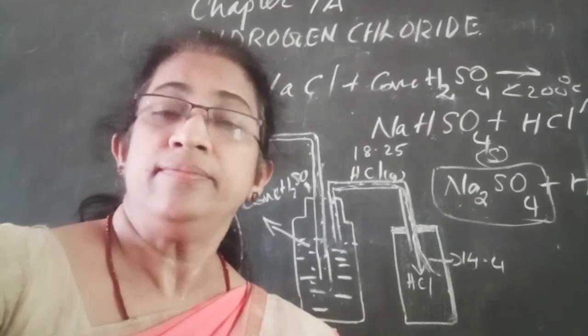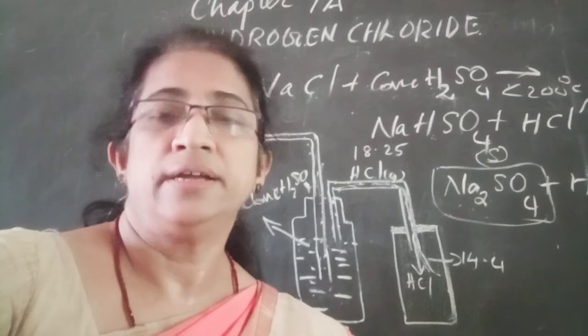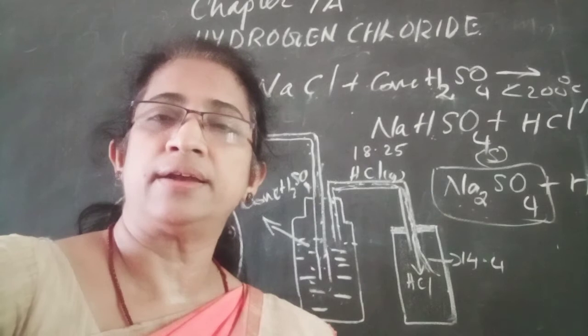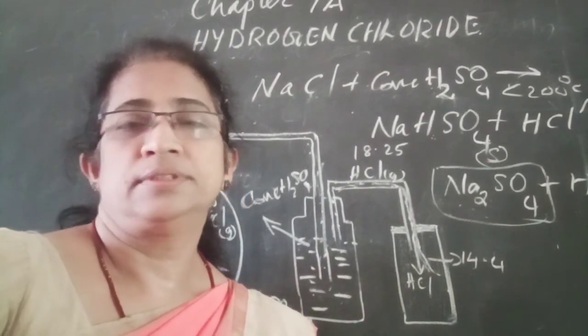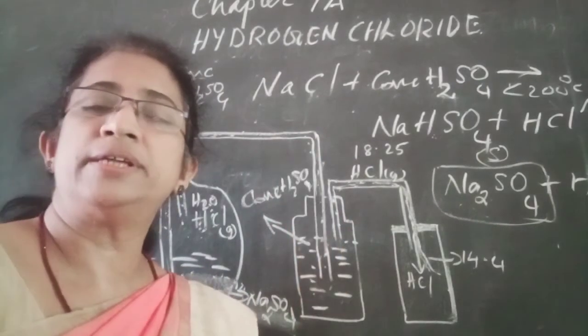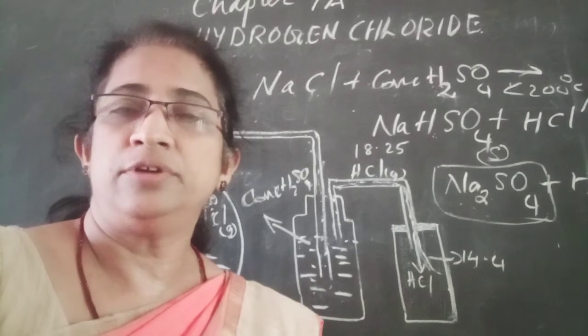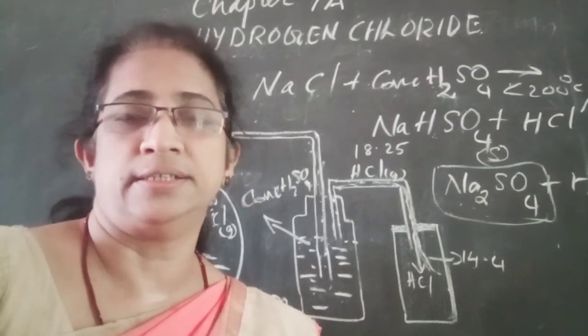Hydrogen chloride is 1.28 times heavier than air. So, name a gas which is 1.28 times heavier than air. Hydrogen chloride. So, the reactants used in the preparation are sodium chloride and concentrated sulfuric acid. So, name the acid preferred in the preparation: concentrated sulfuric acid.